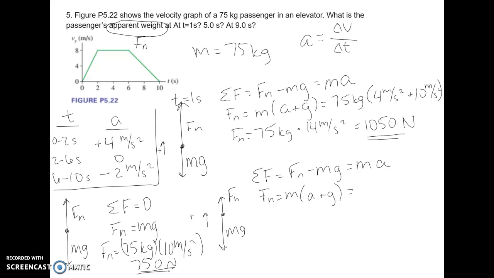But this time my acceleration is negative, so we take our 75 kilograms and multiply it by negative 2 meters per second squared plus our 10 meters per second squared. Wow, almost off screen there. But that sums to be 8 meters per second squared. So we have 75 kilograms times 8 meters per second squared. 75 times 8 is 600 newtons. So that is our apparent weight. I hope that was helpful.